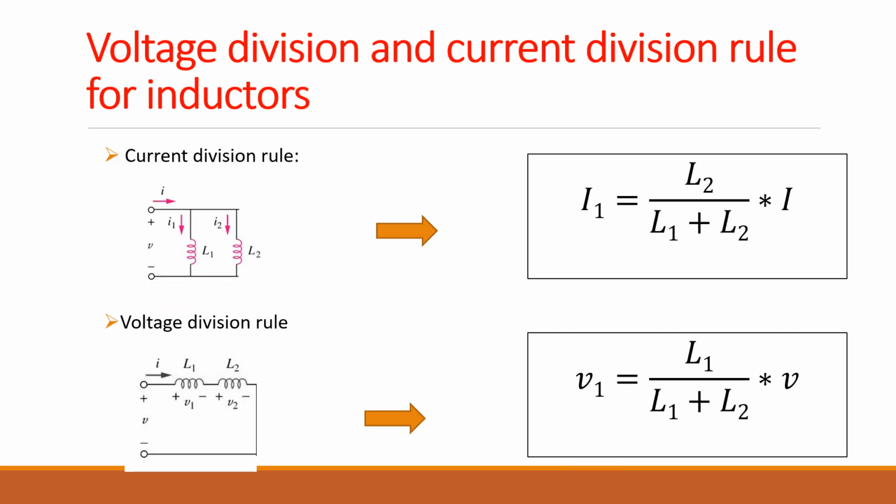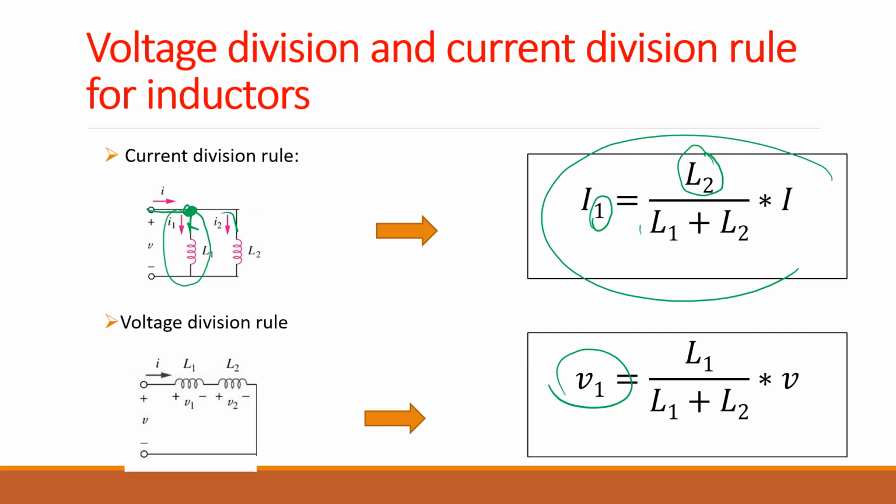And also the voltage division rule and the current division rule are the same as for your resistors. When two inductors are in parallel, current is coming to this node and splitting between the two inductors, and to find the current through inductor 1, you need to multiply by the opposite inductance. Do you remember? You did that for the resistors, didn't you? We use those equations there. And for the voltage, it is the same inductance divided by the total.